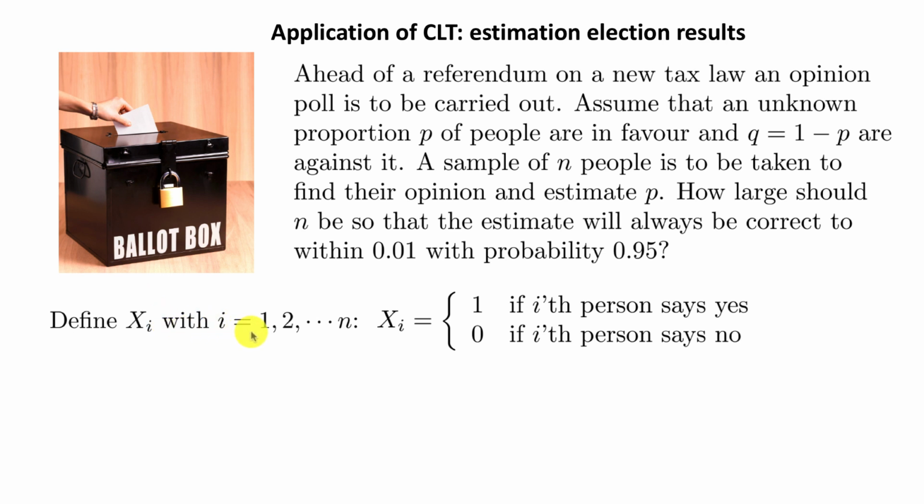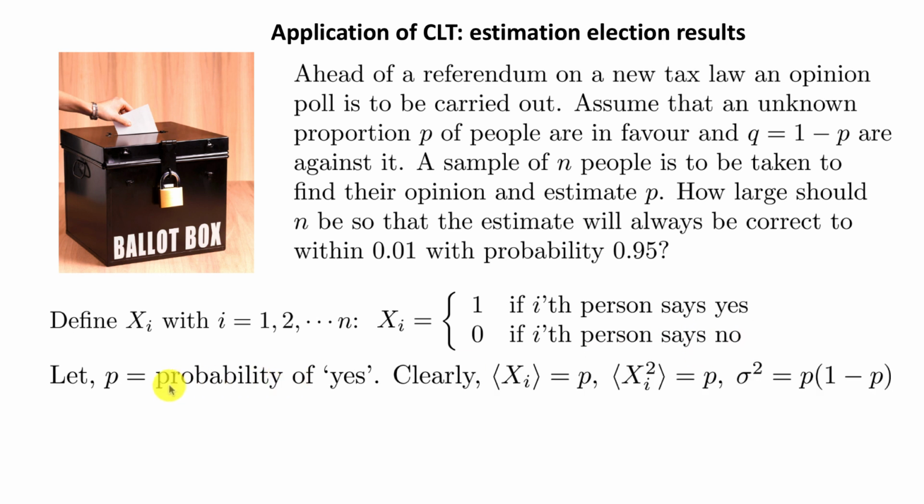Okay, so then let's define the random variables xi in the following way. For i equal to 1 all the way up till n, xi is 1 if the ith person says he or she is in favor of the law, and it is 0 if that person says no. So then what we have is P is the probability of yes. The average value of xi is clearly P. We've done that many, many times. It's P times 1. And of course, xi squared average is also P times 1 squared, which is again P. And sigma squared then becomes P into Q. So that's P into 1 minus P.